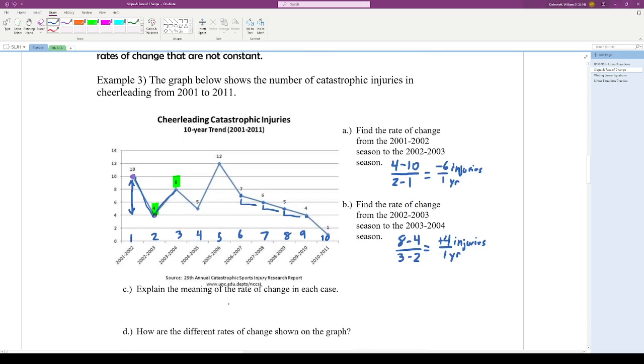All right, so explain the meaning of the rate of change. So this one, like we said, we have a decrease of 6 injuries from year to year, and then the second one we have an increase of 4 injuries from year to year. Different rates of change are shown on the graph by different angles of slopes. So here where we had -6, notice this is a pretty steep line coming down, and then +4 is a bit less steep of a line going up. So higher rates of change give you steeper lines. So this line here from 7 to 6 to 5 to 4, that one is going to be a lot shallower. So it's a low rate of change because it's not a steep line, it's a very shallow line.